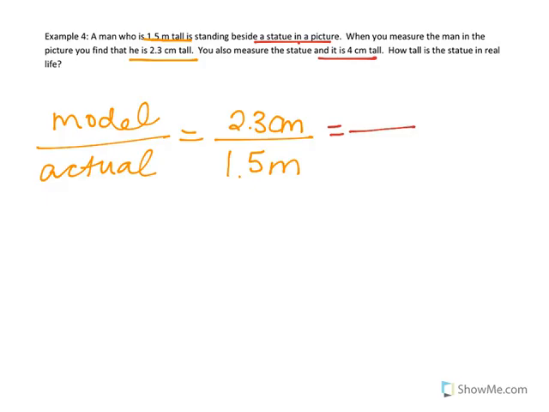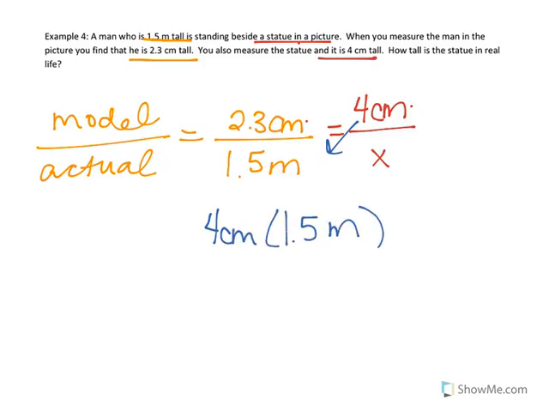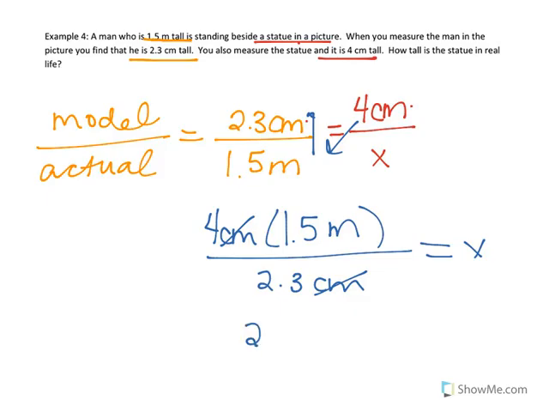So we know that the statue is 4 centimeters tall on the picture. I know it's the model size, one because it's the picture, but two because it gives us centimeters, and these are both centimeters. Throw an x in there, we're going to cross multiply and divide. So we have 4 centimeters times 1.5 meters, and we divide it by 2.3 centimeters. And what we can see is these centimeters will cancel, and we're left with meters. And when we type this into our calculator, we get 2.6 meters. So the statue is 2.6 meters tall.